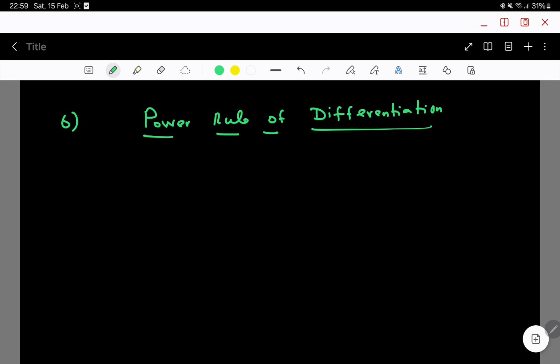So in the power rule, we take the base as f of x and the power is n, so y equal to f of x whole power n. So the function is in the base, and power n is a number, a rational number; n belongs to any rational number. So to differentiate, we follow this rule.